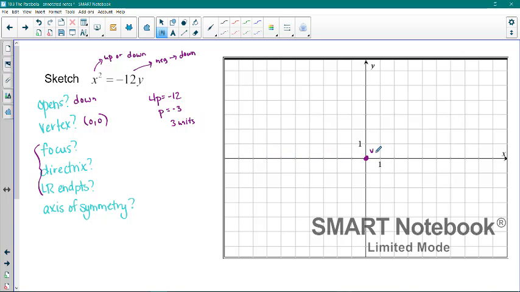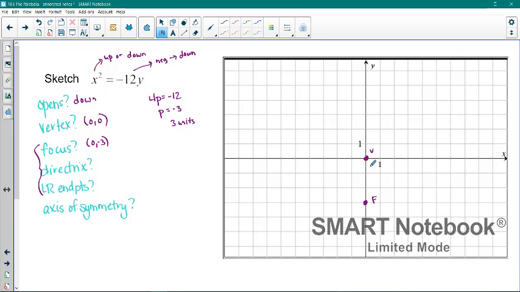So if this is my vertex and I know my parabola is opening downward, then my focus must be 3 units down from my vertex. 1, 2, 3. There is my focus. It is located at the ordered pair 0, negative 3.